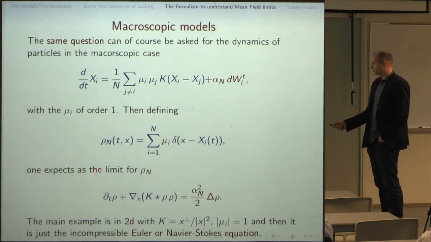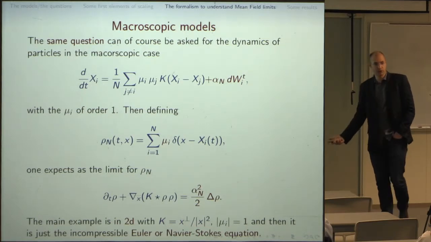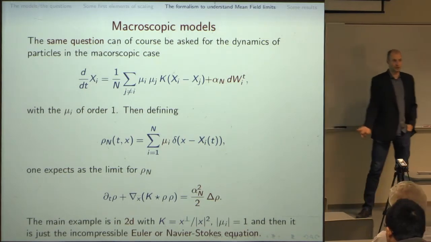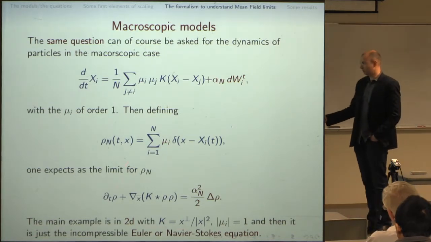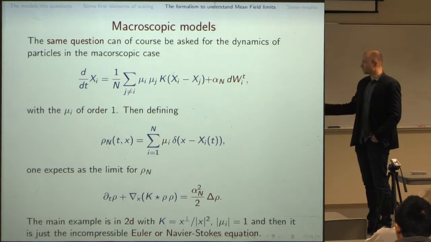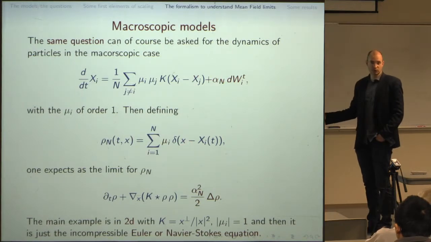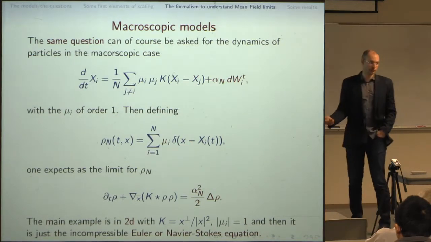So you may not be so used to seeing the equation written in that form. That's the vorticity formulation in dimension 2 for Euler or Navier-Stokes. So it's a very well-known model. And this is actually a point vortex approximation for 2D Euler or 2D Navier-Stokes.